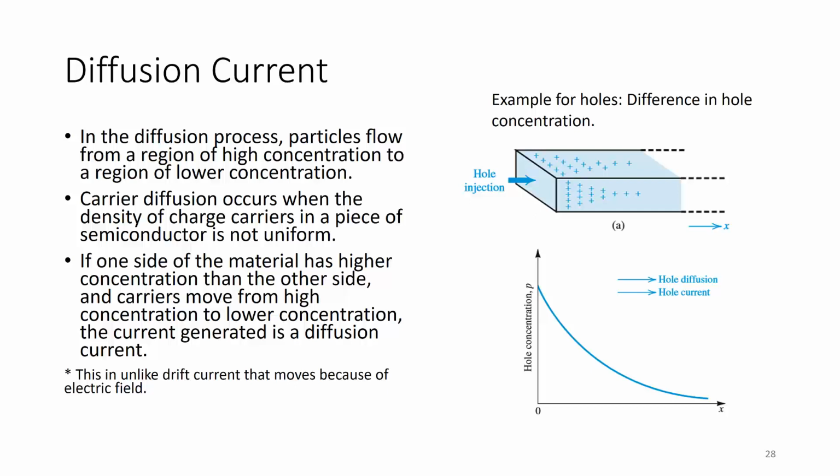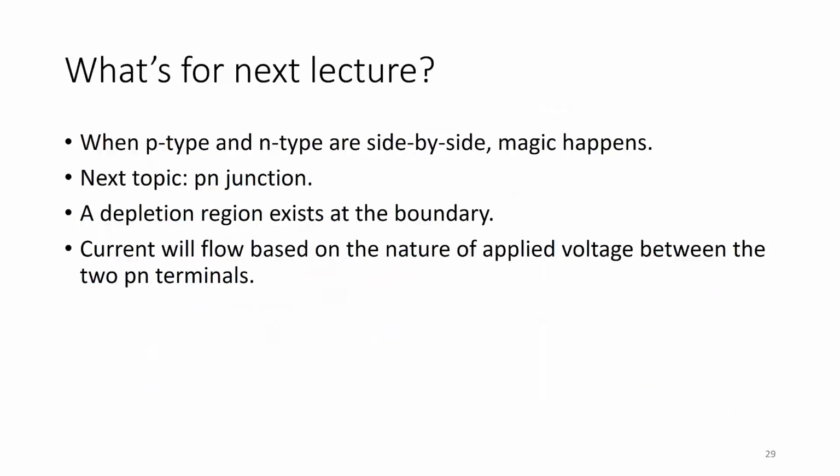This is the diagram that we have here. Here we have a lot of holes, so you have high hole concentration with the associated graph below it, and here you have lower hole concentration. These holes will flow in the direction of the difference in hole concentration. This is unlike drift current, which moves because of an electric field, whereas diffusion current moves because of differences in concentration.